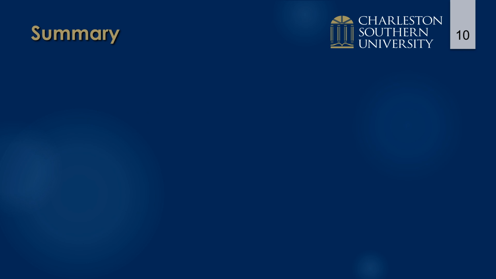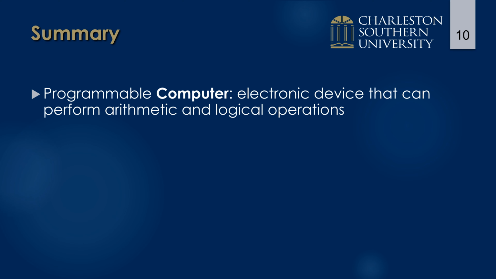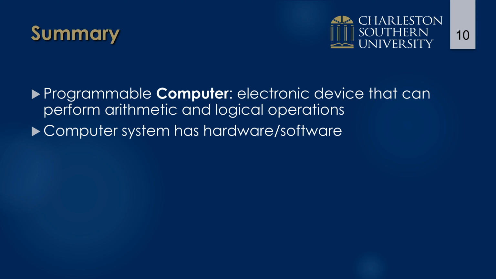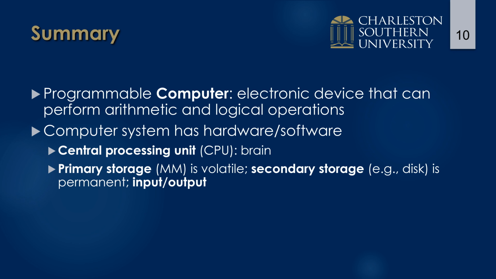So in summary of what we just learned about what a computer is, we can say a programmable computer is an electronic device that can perform arithmetic and logical operations. And in order to do this, it needs to have hardware and software. And the hardware involves the central processing unit, which is the brain of the computer, primary storage, which is called main memory, and it's volatile, meaning that when it's turned off, that stuff goes away. Secondary storage, which stores information more permanently, such as disks, and input and output devices.